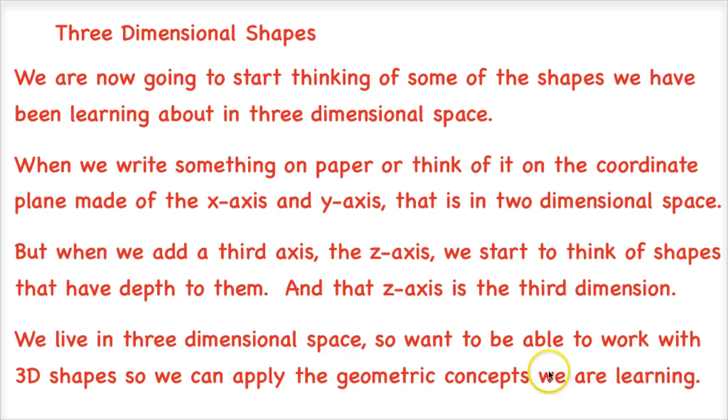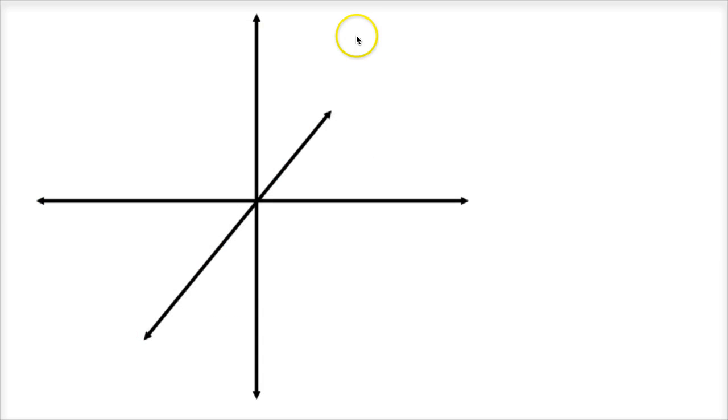And this isn't too hard to visualize because we live in three-dimensional space. So everything that we see, we're used to having some sort of depth. It's just a matter of it being a little more difficult when we're trying to draw it on a piece of paper. So here, for example, is an x, y, and z coordinate system.